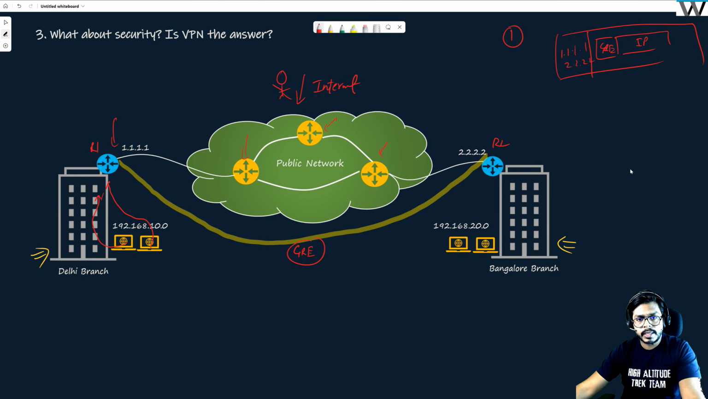because this is the company's branch, guys, you do not want to send packets in plain, right? Although the packet generated by these laptops is inside the outer IP packet, everything is plain. Everything is plain text. What do you guys need to do now? The requirement is not only to connect your Delhi branch with the Bangalore branch, but to connect them securely.